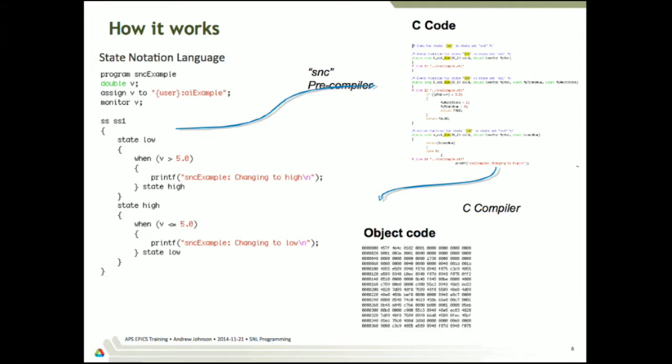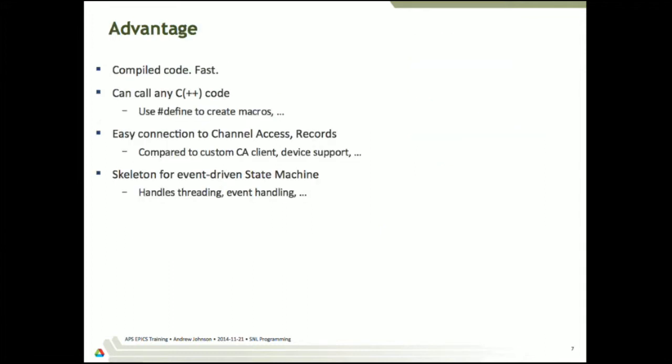One of the points of the state notation language is that it's designed to integrate with channel access. The information about where it gets the transitions, the events, and also the actions allows it to very easily program channel access reads, writes, and monitors. The sequencer and the state notation compiler produce compiled code. It's fast, and you can use it to call pretty much any C or C++ code that you want to.